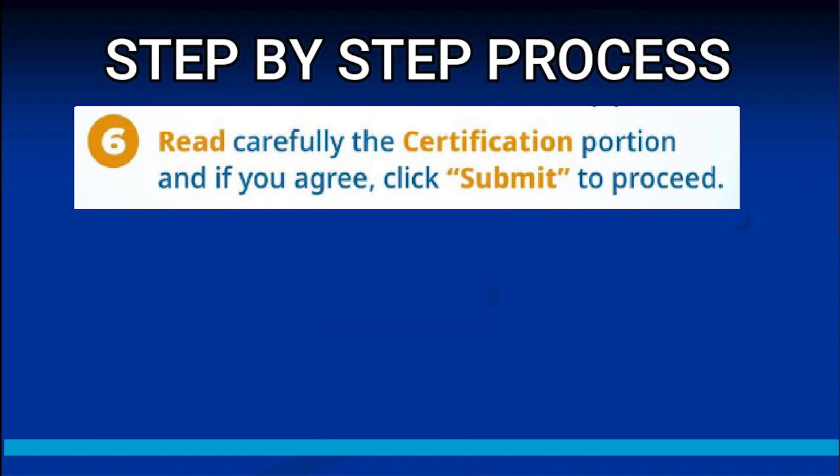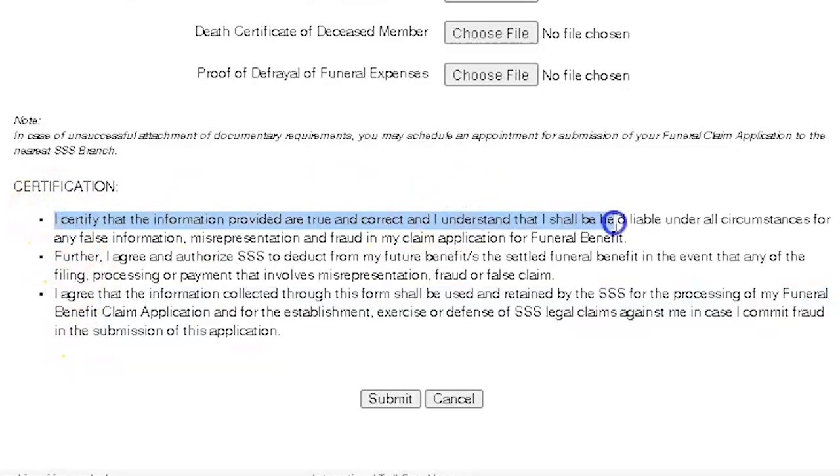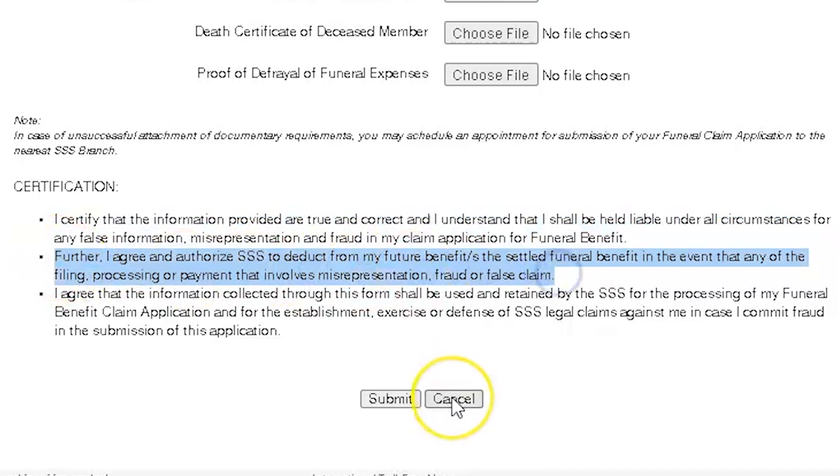Step number 6. Read carefully the certification portion, and if you agree, click Submit to proceed. Now, I will read the certification for you guys. I certify that the information provided is true and correct, and I understand that I shall be held liable under all circumstances for any false information, misrepresentation and fraud in my claim application for funeral benefit. Further, I agree, and authorize SSS to deduct from my future benefits the settled funeral benefit in the event that any of the filing, processing or payment involves misrepresentation, fraud or false claim.